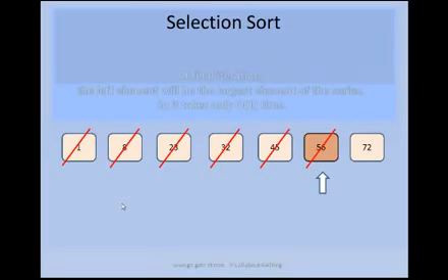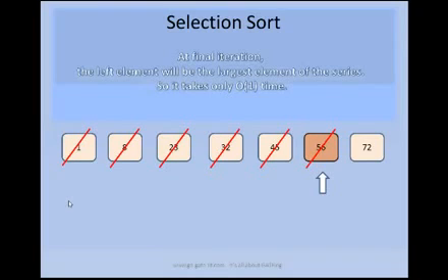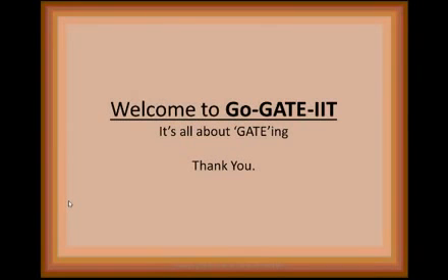At the final iteration, the element left will be the largest element of the series, so it takes only big O of one time. Finally we have sorted the sequence. In this way we have sorted the unsorted sequence and completed the selection sort algorithm.